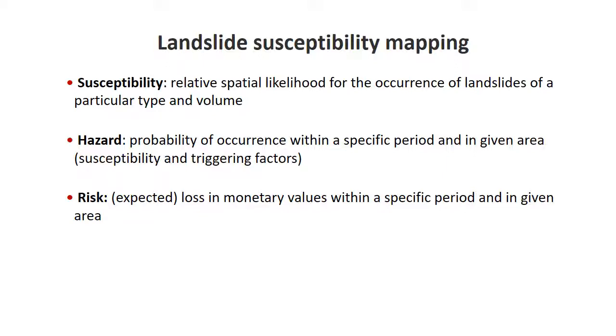Then we can use that hazard to calculate risk, which would be the expected loss in monetary value, because of course we don't know whether something occurs or doesn't. We only know a probability. And so a combination of how it would affect buildings and land use, then we can also calculate risk.